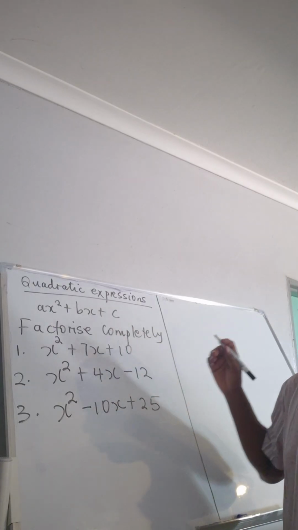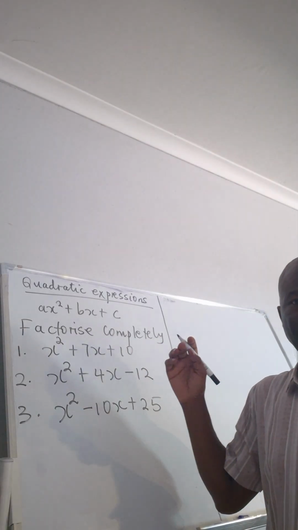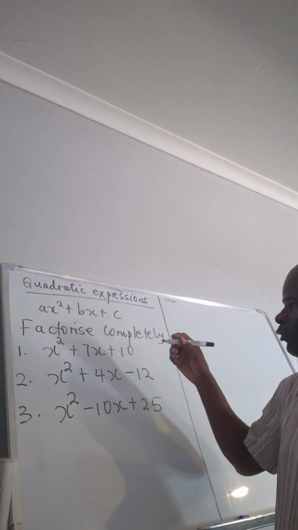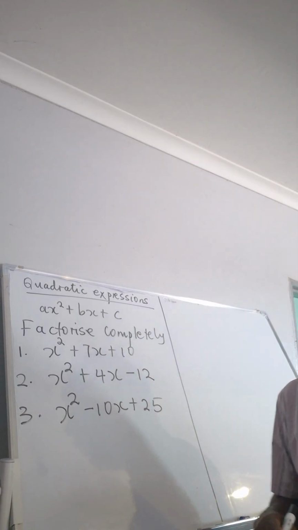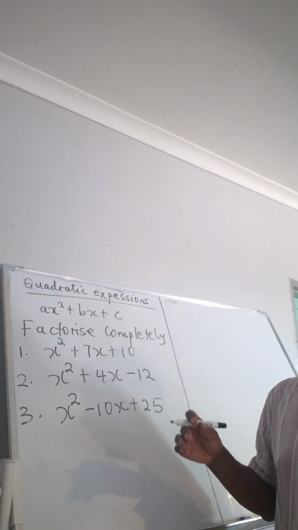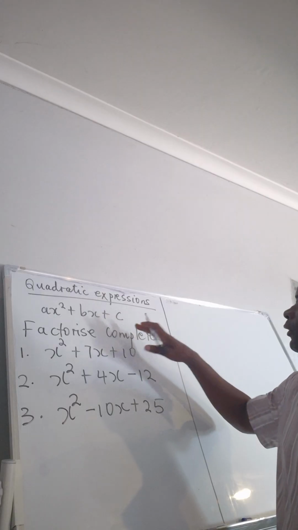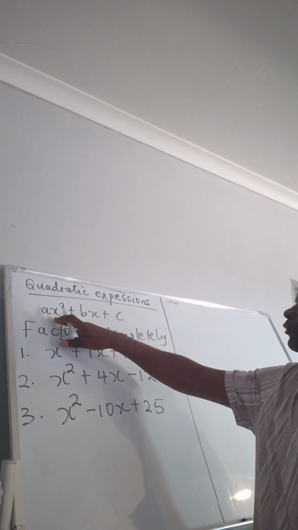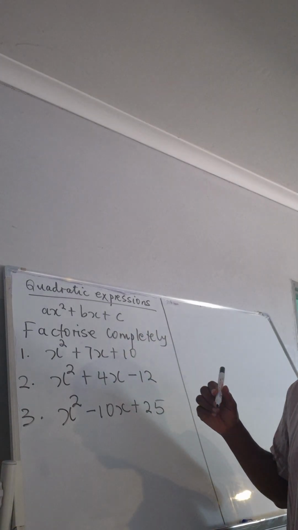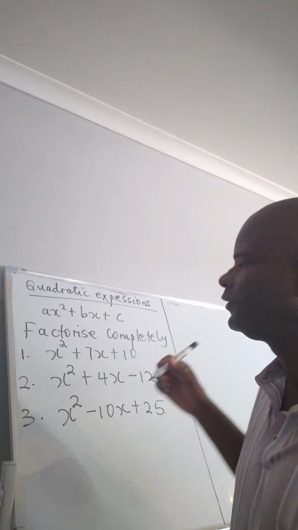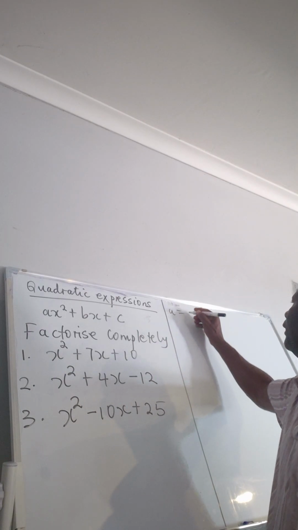We are going to continue our topic, factorization. The last time we were talking of only binomials where we can pull out the highest common factor. Right now, we are going to deal with quadratic expressions, which are written in the form ax squared plus bx plus c. But in this case, for today, our a is equal to 1.